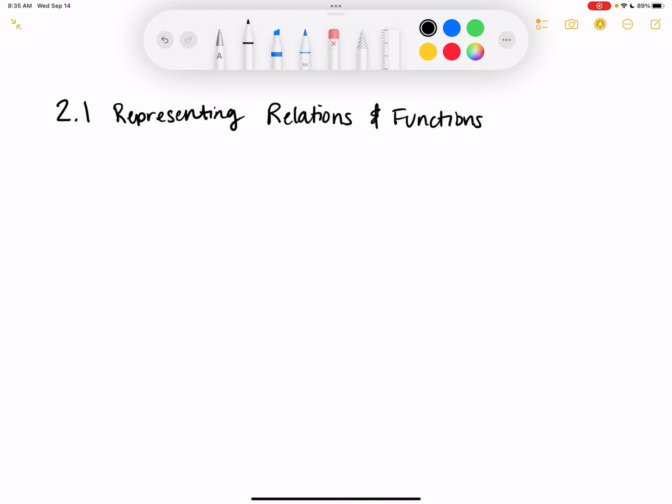The really important thing with this section is to make sure you follow all the instructions. For those first ones, identify the domain and range of the given relation, then represent the relation using a graph and a mapping diagram. So that means there are three different things you're supposed to do.